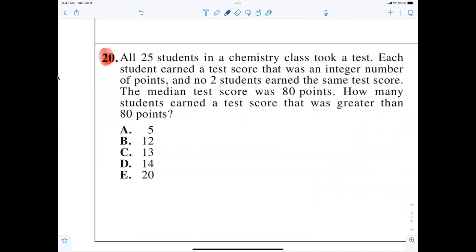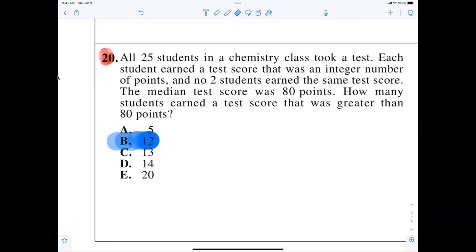All 25 students in chemistry class took a test. Each student earned a test score that was an integer number of points, and no two students earned the same test score. The median was 80. How many students earned a test score that was greater than 80? 12. I like you. Somebody else. Good. Wow. What did you get? Am I thinking this is too easy? Was it too easy? No.